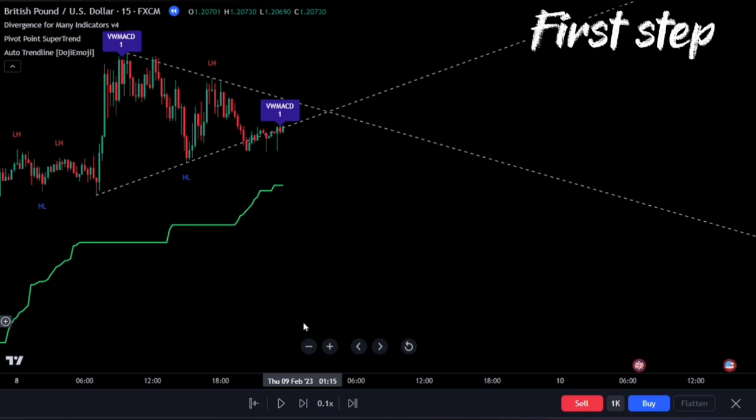1. The best way to re-enter the bullish run is to wait for a purple label on a bullish trend and expect the price to experience some retracement. And the best way to re-enter the bullish run is as follows. When we get our volume weighted MACD purple label, we identify the lower highs of our trend line.